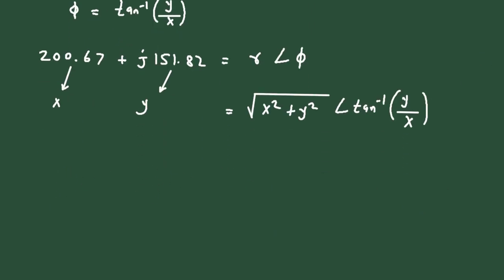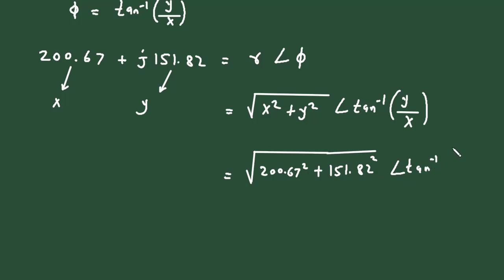We have to convert this rectangular form to polar form. That means we need r at an angle phi. So the value of r is under root of x square plus y square at an angle tan inverse of y by x. Now here we can see this is the value of x and this is the value of y. So let's solve this. Under root of 200.67 square plus 151.82 square at an angle tan inverse of y by x. The value of y is 151.82 divided by 200.67.